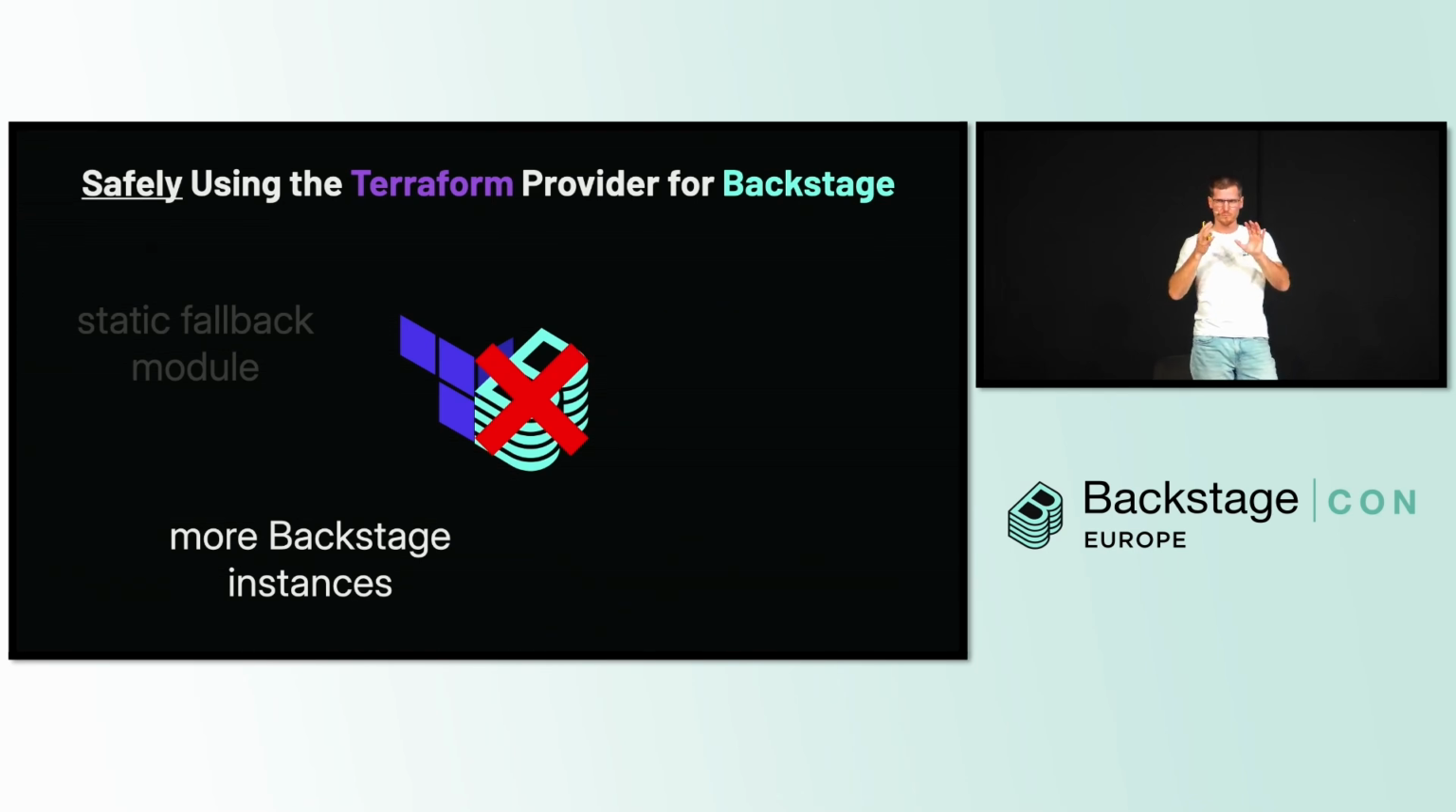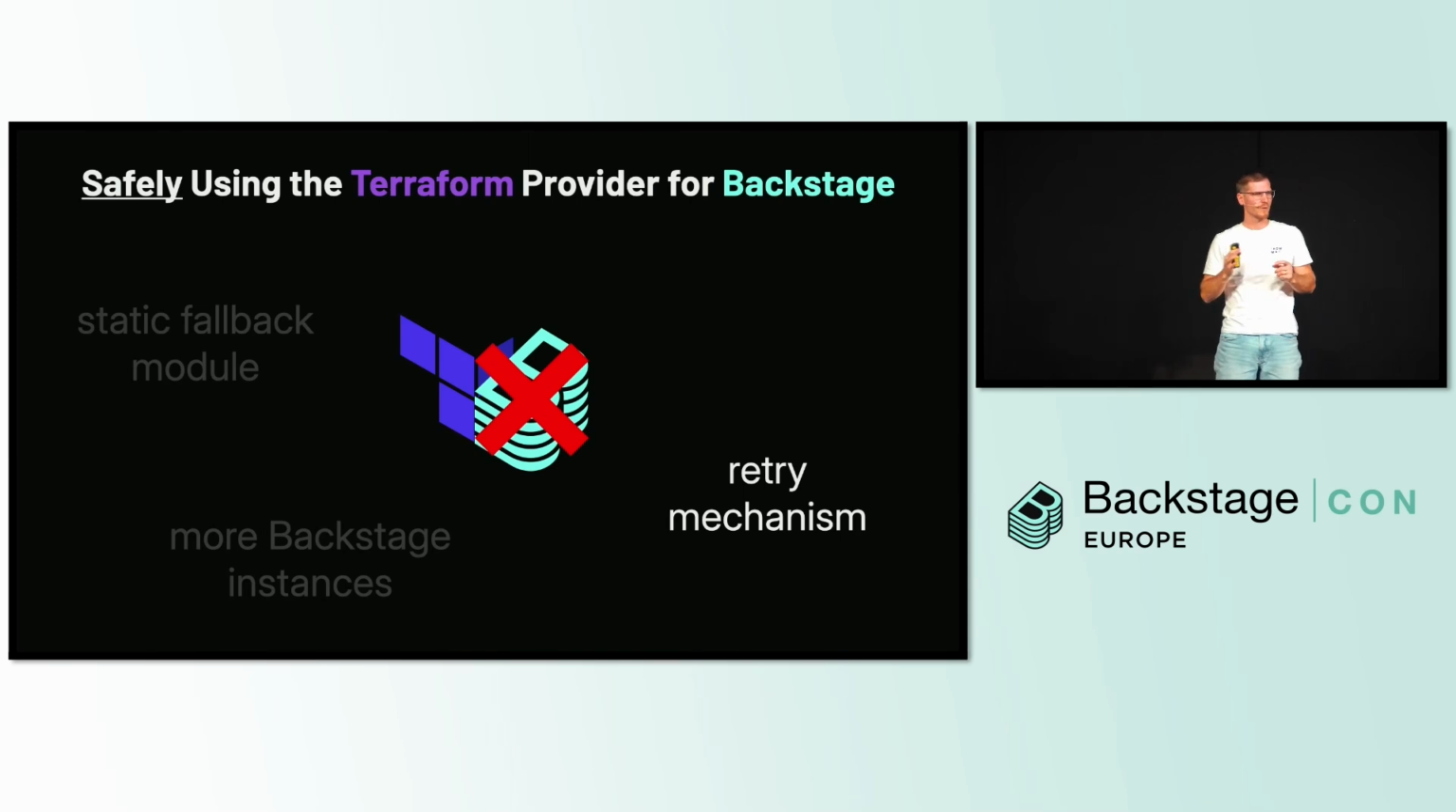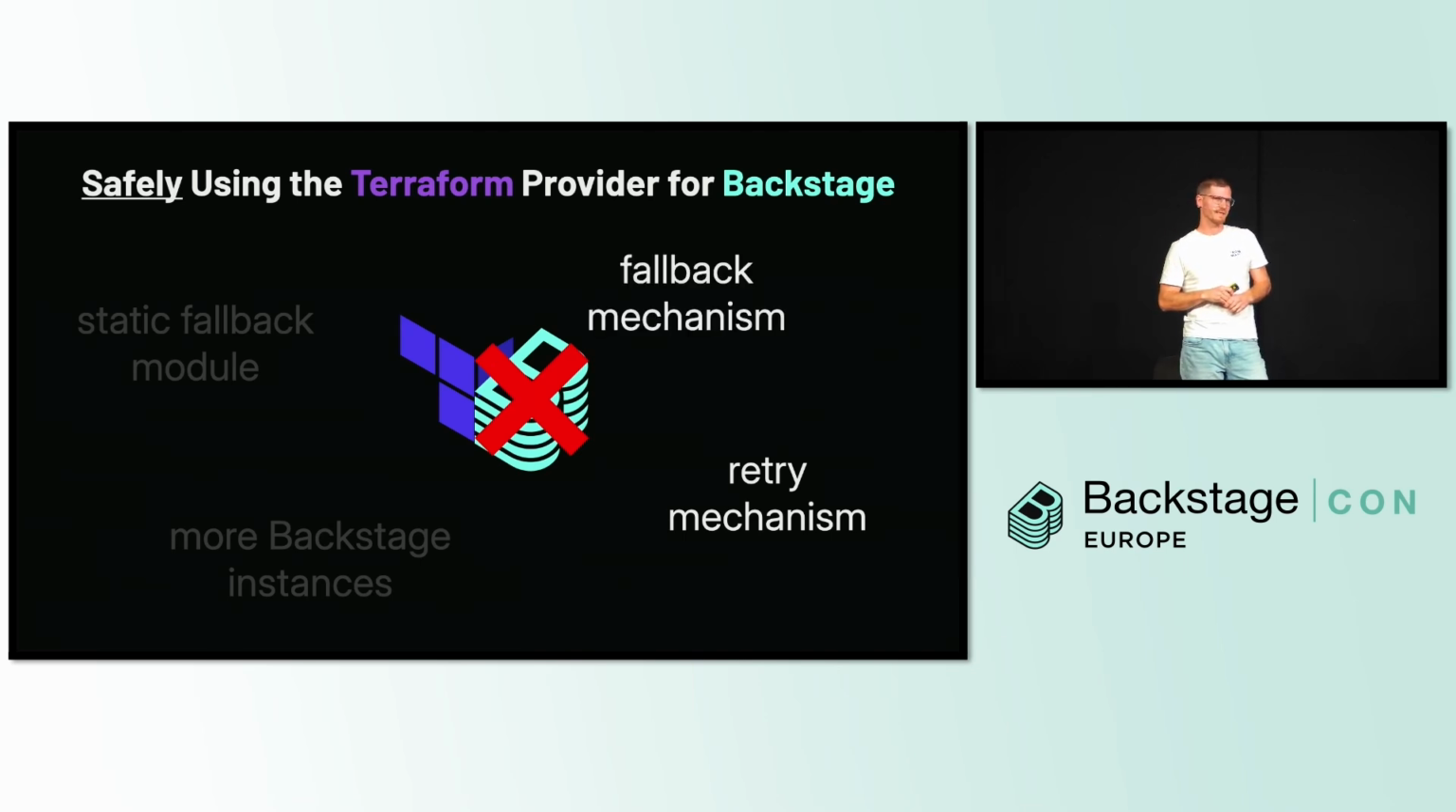Then we started to look more at the provider side of things. We could add retry mechanisms to the provider to have these short failures mitigated and not fail a pipeline just because a call to Backstage returns an error. Or we could add a fallback mechanism that would allow us to provide some kind of fallback data in case an error occurs.